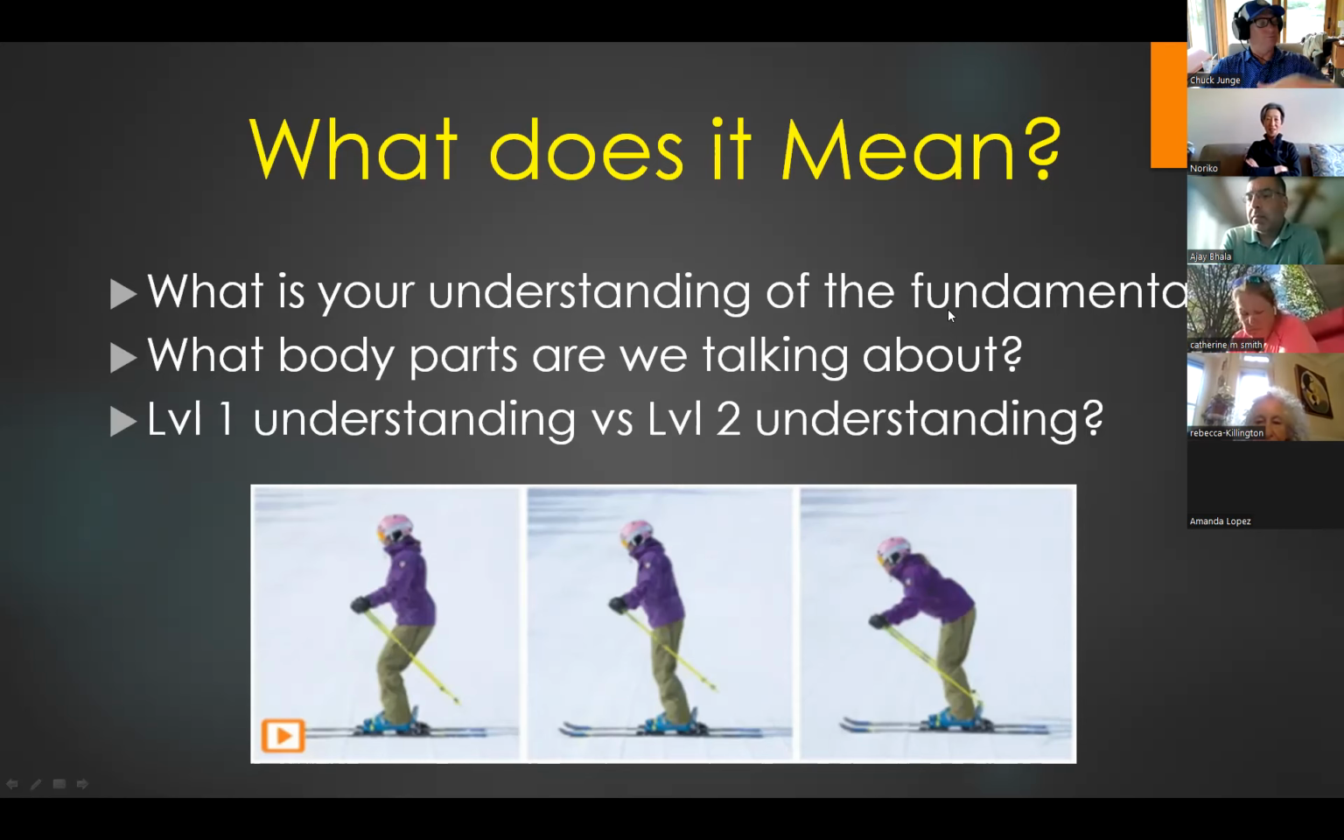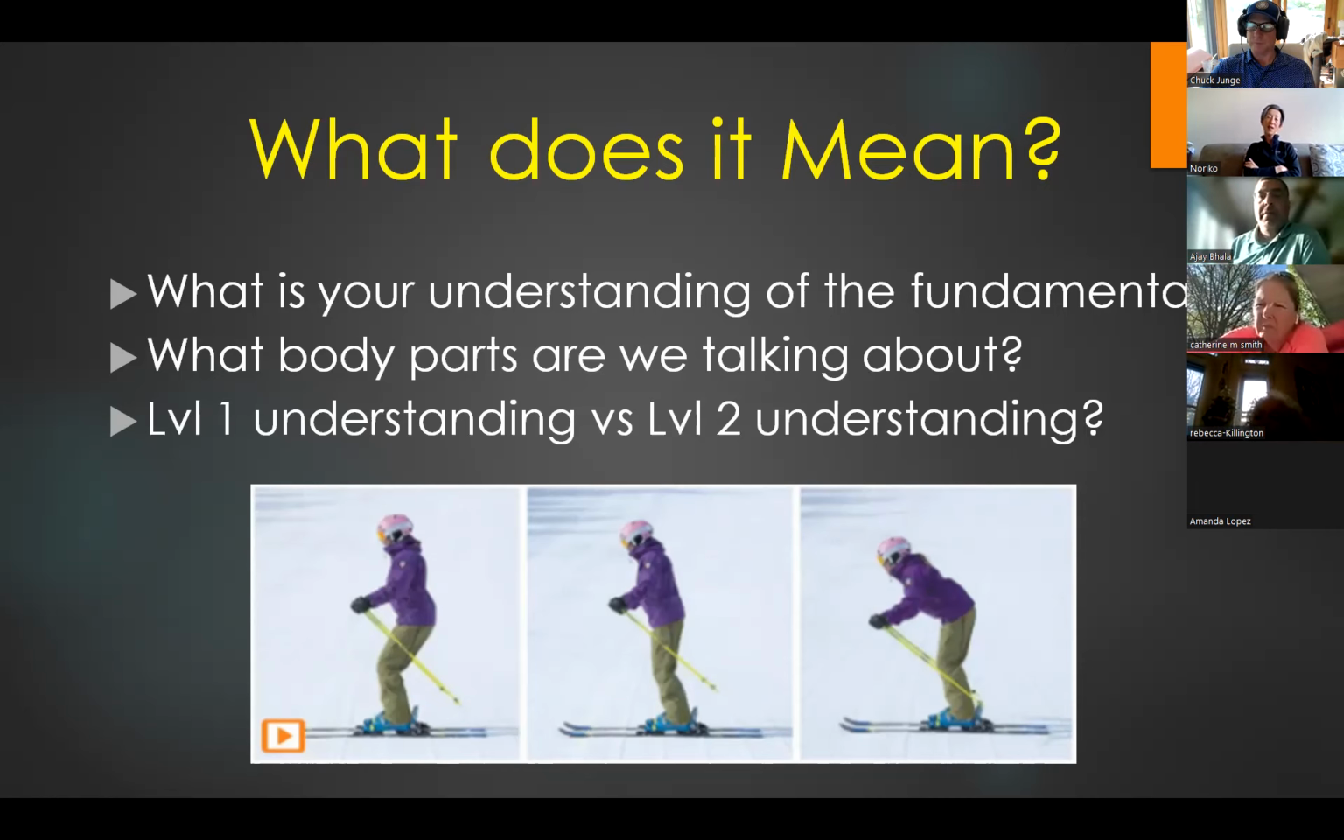Right now we're just spitballing what fore-aft balance means. What does that mean to you? You can kind of read the sign. What is your understanding of the fundamental, and what body parts are we talking about? So what do you think about when you think about fore-aft, Rebecca? Essentially that you're balanced over the whole ski, or depending on where you are in the turn, over the front or the back of the ski. Cool. So that dovetails right into what AJ was saying about balance.